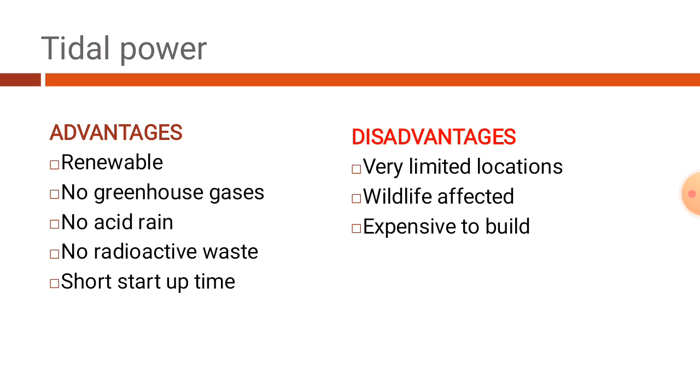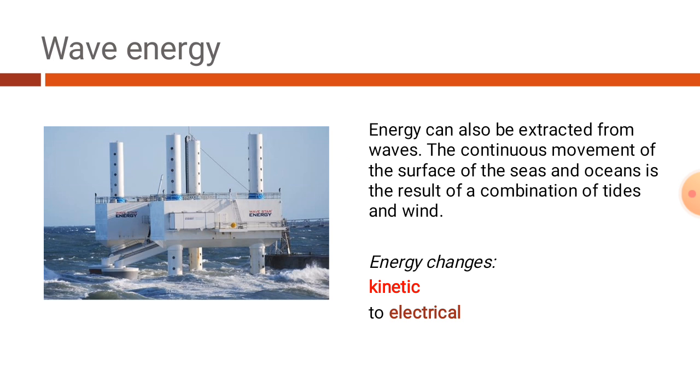Tidal power is a renewable resource, it doesn't produce greenhouse gases, it doesn't produce acid rain, there is no radioactive waste, and it has a very short startup time as well. What are the disadvantages? It can be constructed or installed in very limited locations. It also affects the wildlife, the fishes and birds as well, and it's very expensive to build.